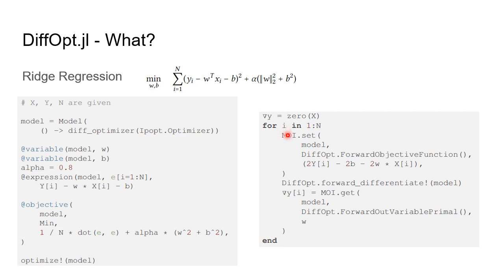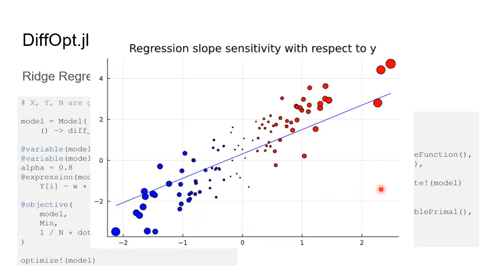So for each point in our data set, we will set the sensitivities, in this case in the objective function. Then we will forward differentiate the problem and query the sensitivities with respect to w. So ultimately, we will be computing the derivatives of w with respect to y over here. So once we vary the value of y in our data set, what happens to w? What happens to the angular coefficient of the solution?